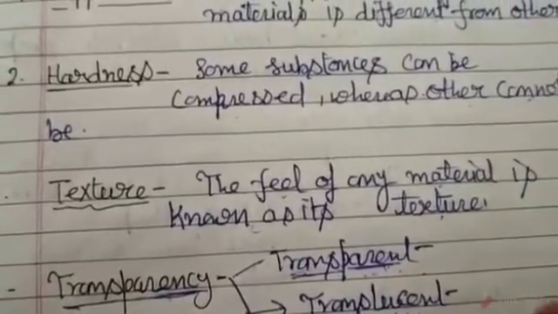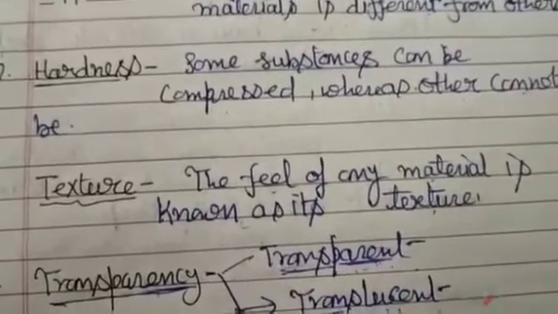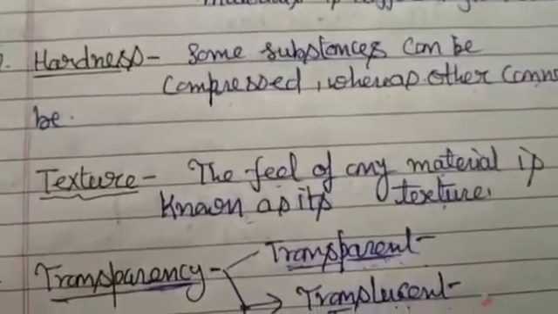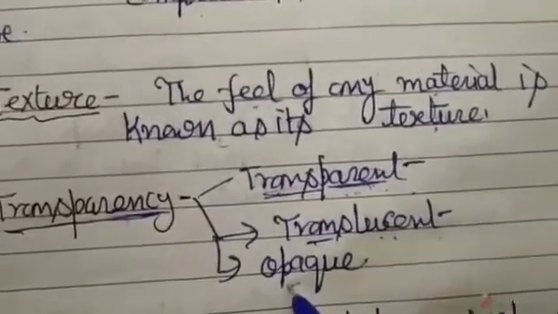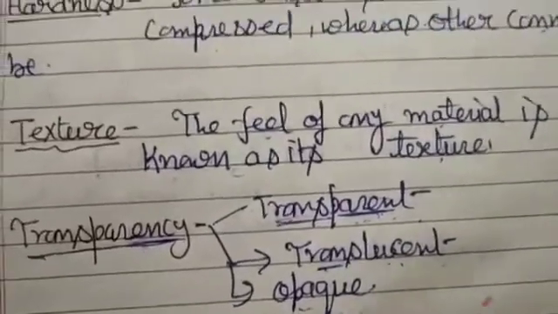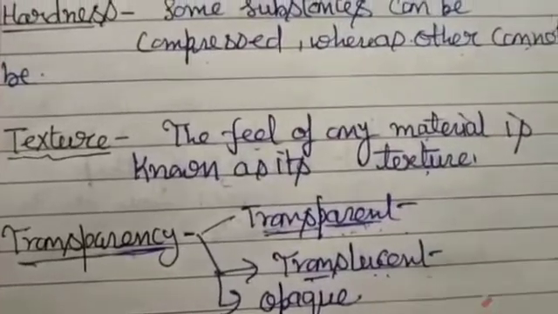Light passes through. For example, butter paper, tissue paper, thin plastic, frosted glass, and ice are examples of translucent material. Opaque materials: objects that do not allow any light to pass through them are called opaque materials.